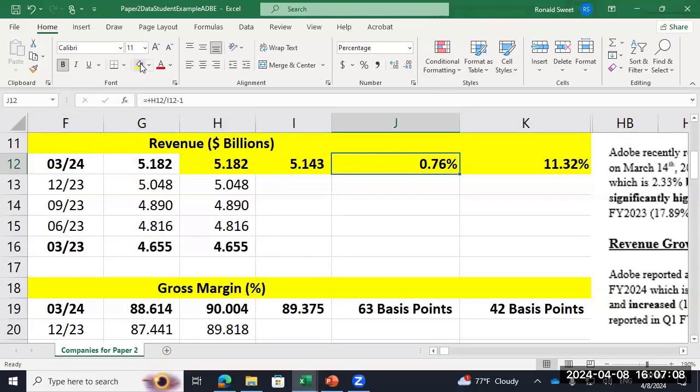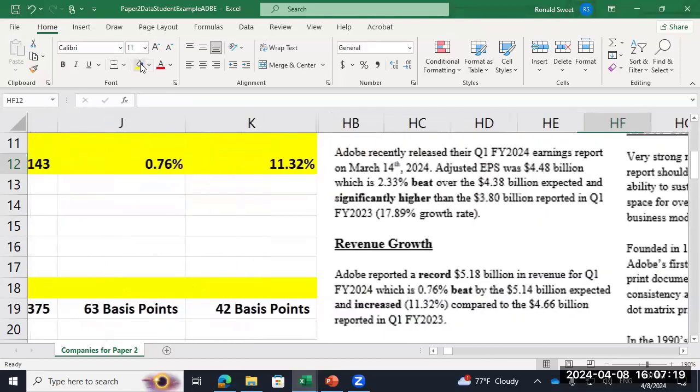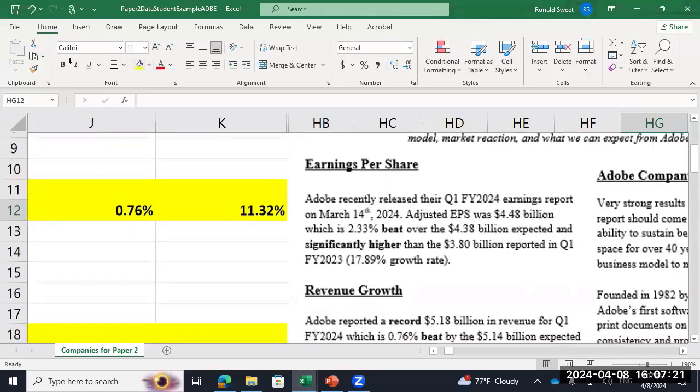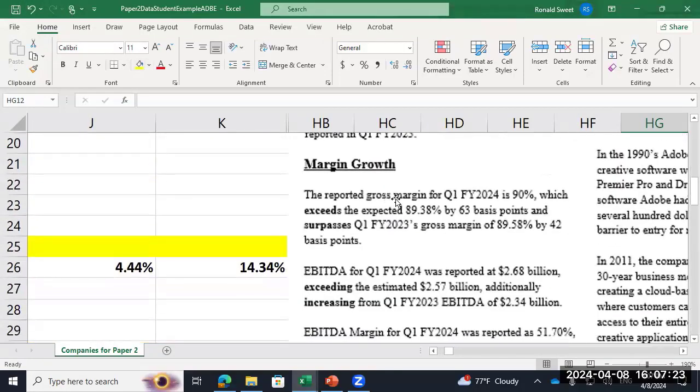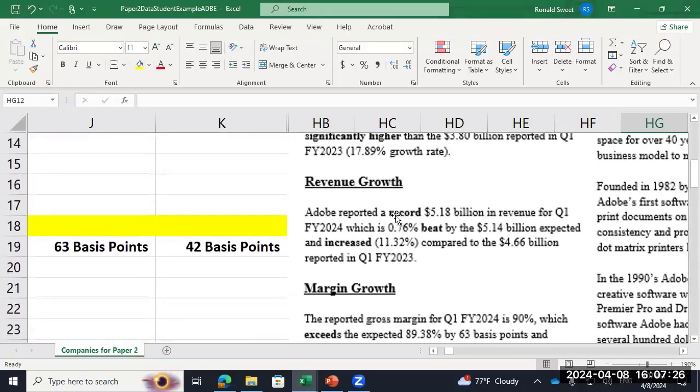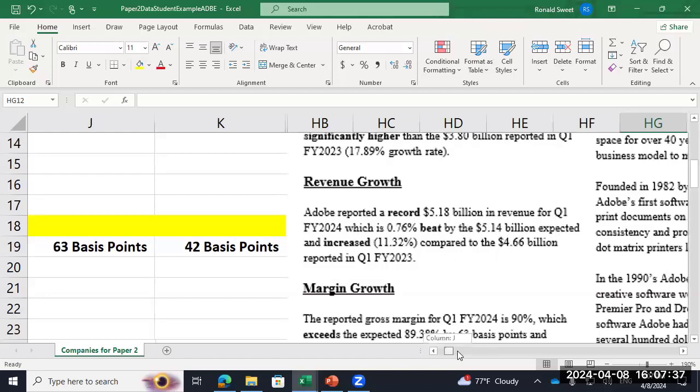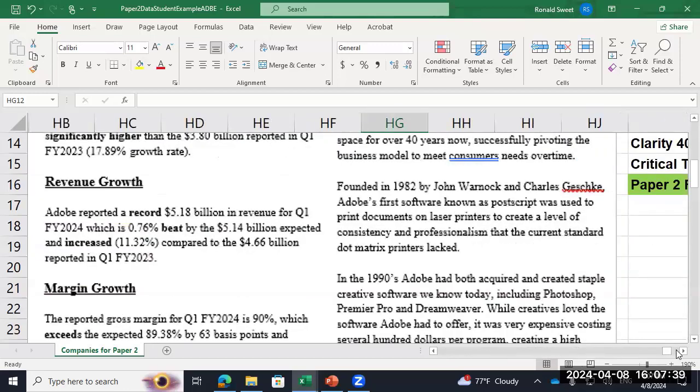Usually on revenue, you're much, much closer than you are on earnings. But a slight beat, slight miss can be a big deal on some of these stocks. Reported gross margin, where's revenue? Revenue recorded 5.18 billion, which was a beat and an increase. So that's fine. No issues there.